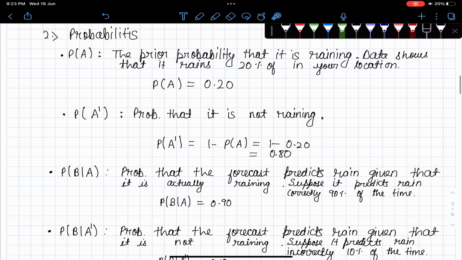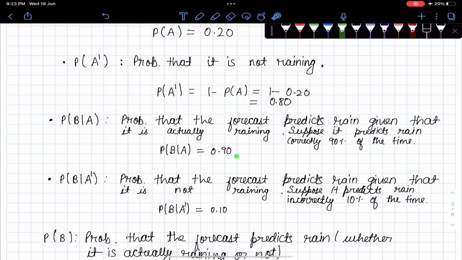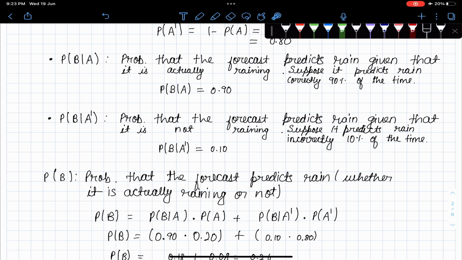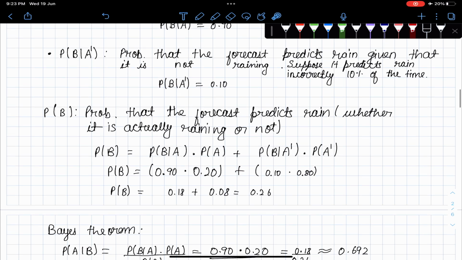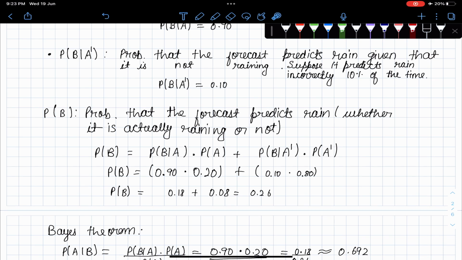And now we have four probabilities: that it actually rains, that it does not rain, the weather forecast predicts it will rain and it actually rains, and the weather forecast predicts it will rain but it does not rain. Okay, now we find the probability B.